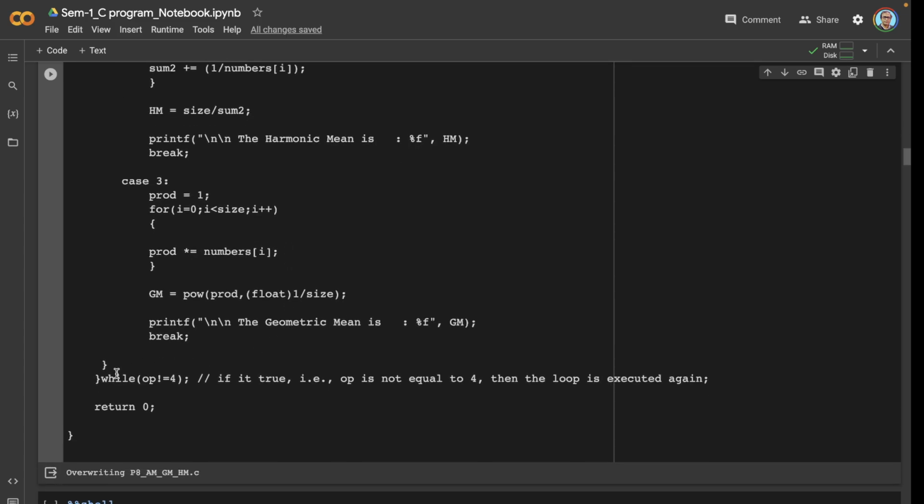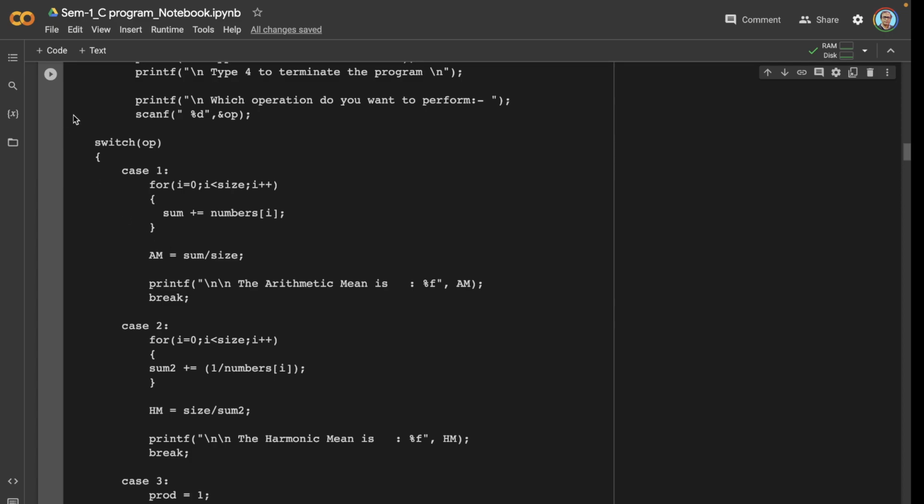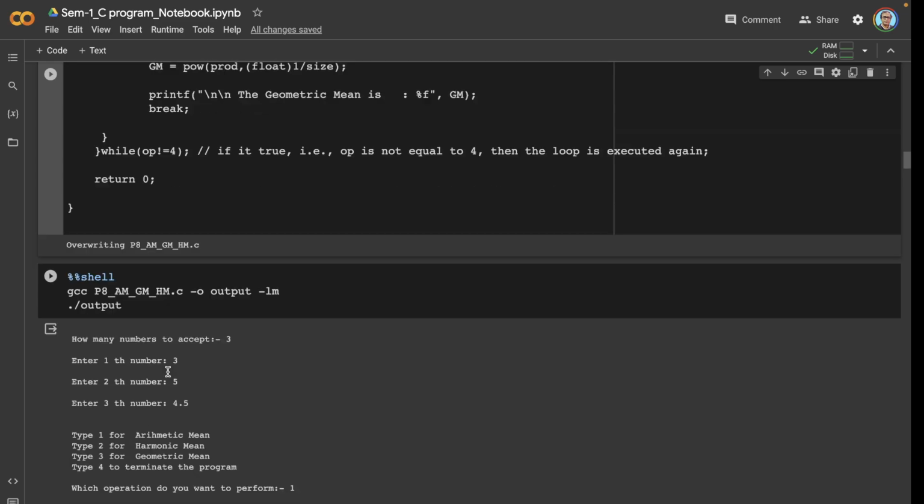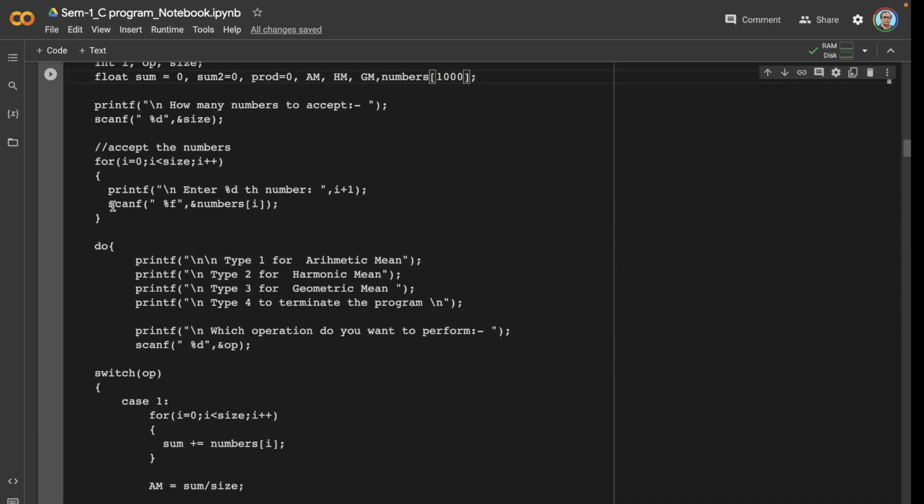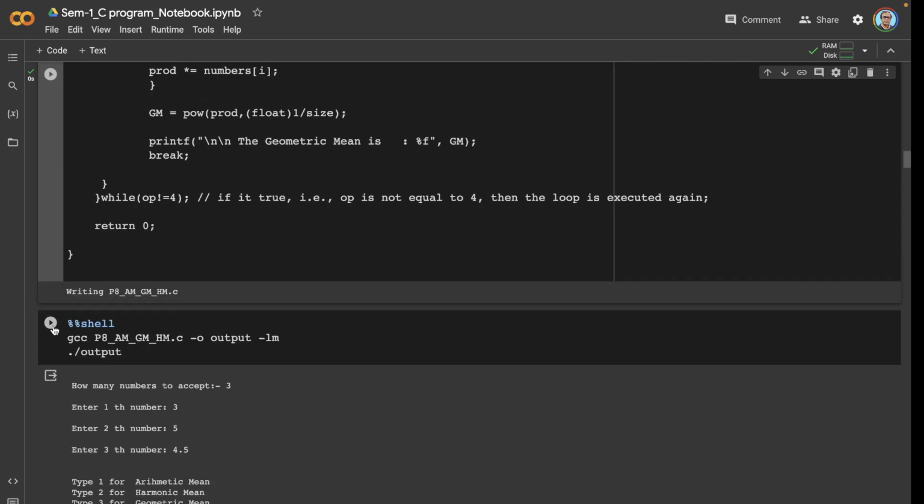So while operator not equal to 4, that is, if the operator is not equal to 4, then the loop is executed again. So it is the do while loop, and the switch option is included here. So compile this and run this problem.